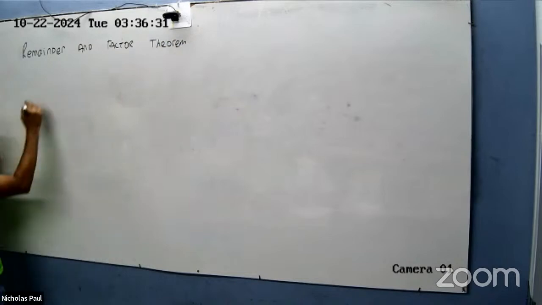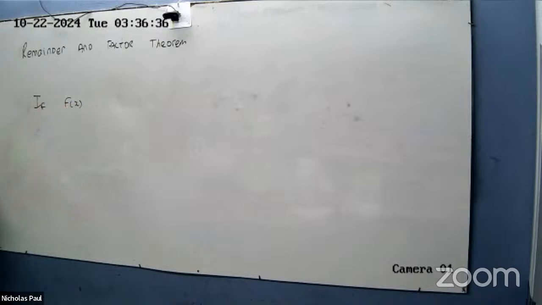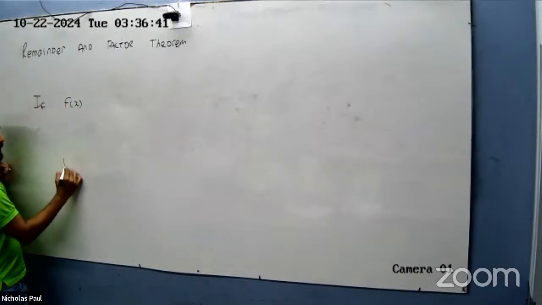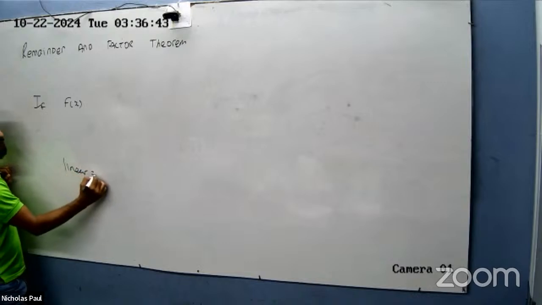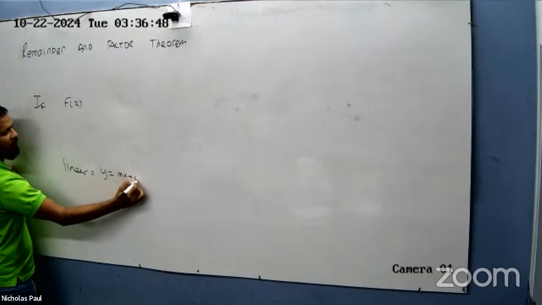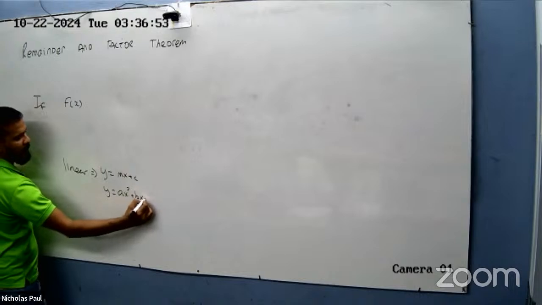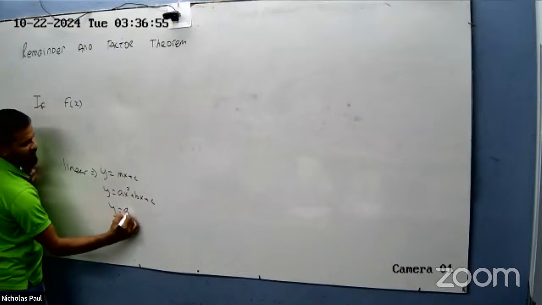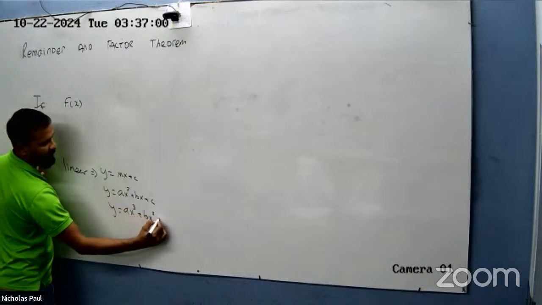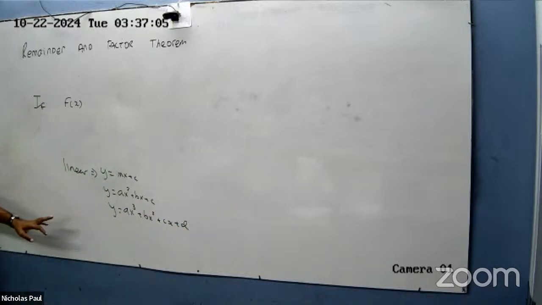Okay, so let's say I gave you a polynomial. Remember, I gave you the three types of polynomials that we will look at, right? We have the linear polynomial, where y is equal to mx plus c. Then we have a quadratic where y is equal to ax squared plus bx plus c. And we have a cubic, y is equal to ax cubed plus bx squared plus cx plus d. Right? Those are the three equations I showed you.